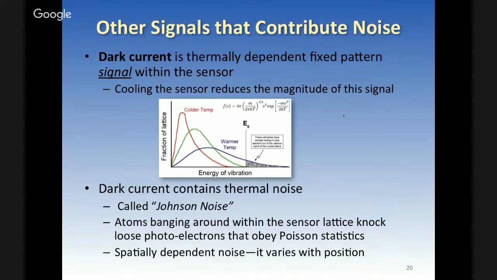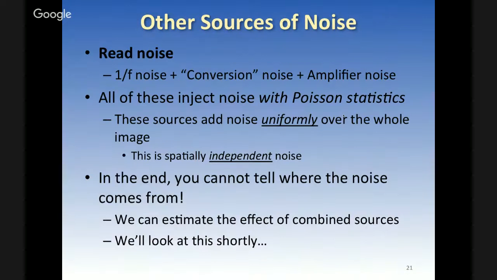Other sources of noise: read noise, which includes 1 over f noise, conversion noise, amplifier noise, and a bunch of other stuff in there. That all injects noise with Poisson statistics, and these add noise uniformly over the whole image. They're spatially independent noise. In the end, you really can't tell where any of this stuff comes from. But you can estimate the effect of combining all these sources of noise, and we'll look at that shortly.